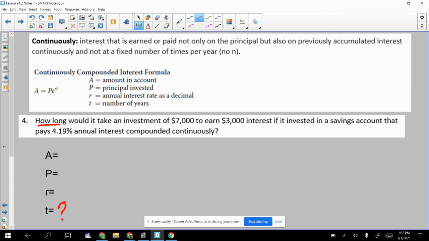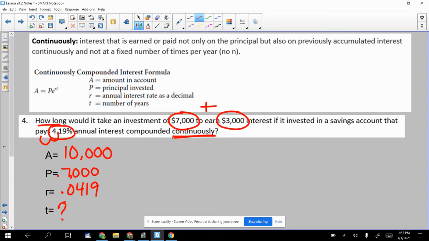And then it says, would it take an investment of $7,000? So that's your initial, so P, to earn 3,000. So if 7,000 earns 3,000, you add those together, so your final would be 10,000. Okay, so you have to add those for your final. Interest if it invested in a savings account that pays 4.19. So that's our last piece there. We've got to move it 2 places. So 0.0419. And again, compounded continuously.